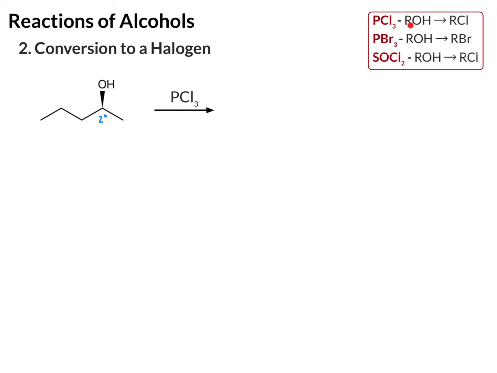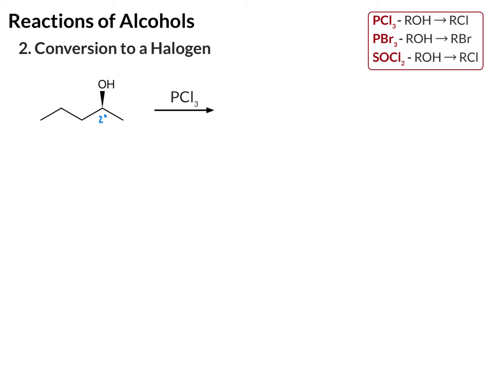If you want to convert an OH to a Cl, you can use PCl3 or SOCl2. Both reagents will do this. If you want to convert an OH to a Br, you can use PBr3. So it's just the counterpart of PCl3.